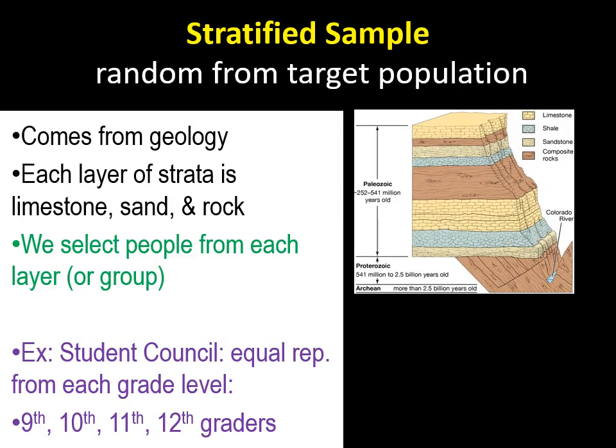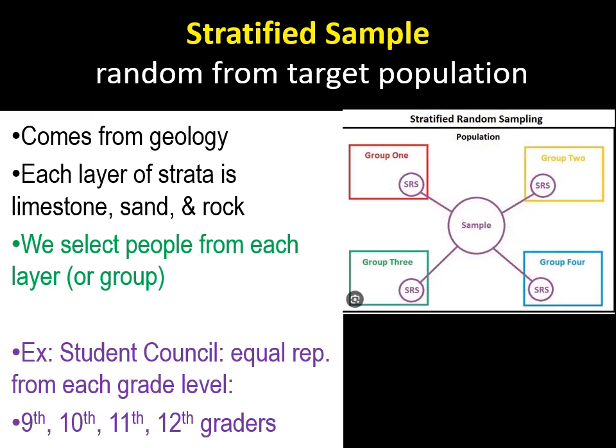A stratified sample kind of comes from geology. In geology, they use layers of sediment and rock and sandstone and limestone, like this picture that we have here. But how we do this in psychology is that we take from different groups or layers of people. So let's say there were 4 groups in Winston-Salem that we needed to consider. So from a stratified sample, we would take an equal number from each of those layers or each of those groups.